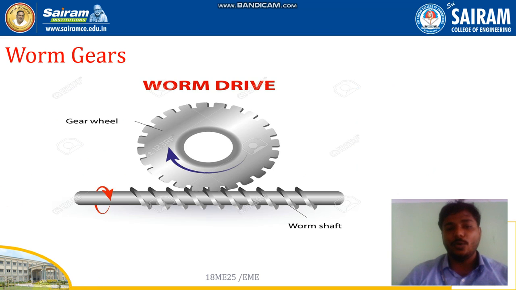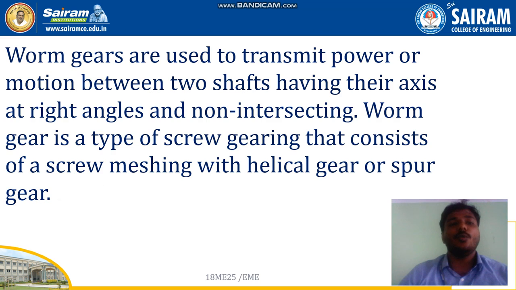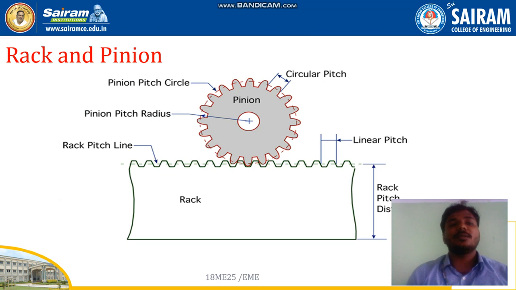Screw meshing is nothing but when the screw along with the shaft meshes with the gear, and that is what we call screw meshing. This is also one type of gear used to transmit power or motion from one shaft to the other shaft, non-intersecting, at right angles. So this is about the worm gear. Next we are going to discuss the rack and pinion.